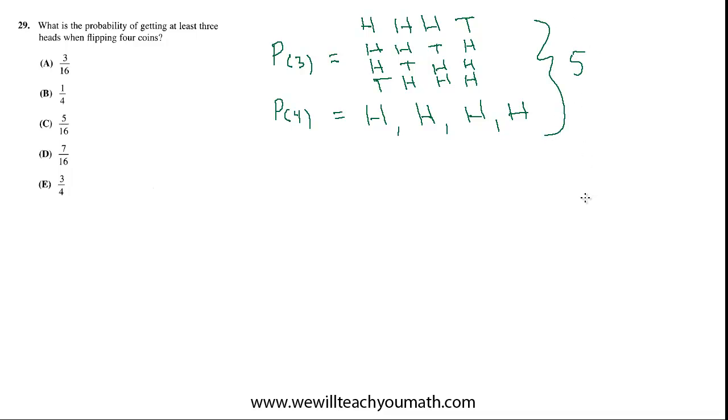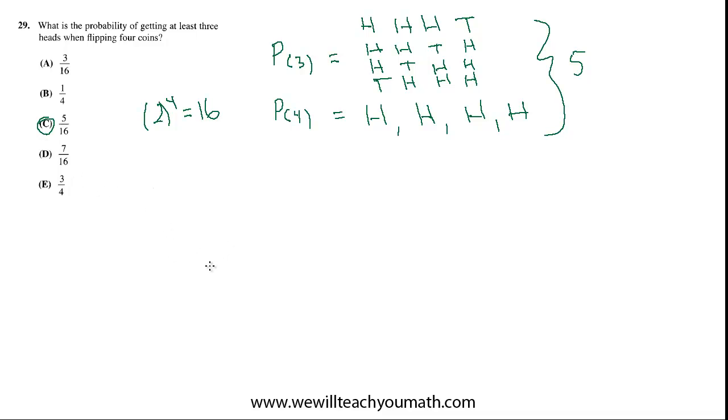And the total number of ways you could flip 4 coins is, there's 2 possible outcomes for a coin flip, so it's 2 to the 4th for 4 flips. And that's 16 ways. So the probability is 5 of those 16 ways give you at least 3 heads, and there's 16 total. So C is the best choice.